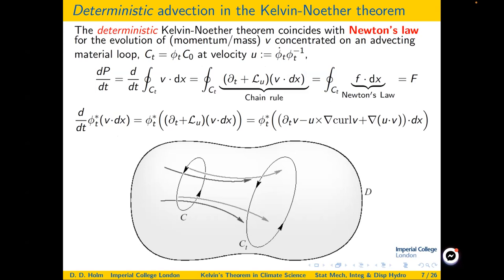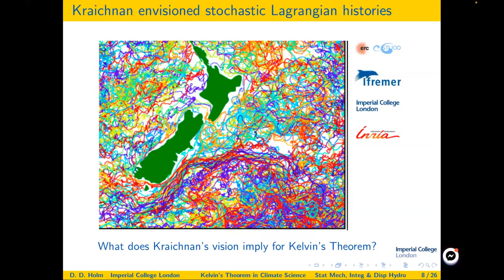Okay, so Crichton envisioned the stochastic Lagrangian histories, and they might look something like this. This is a compilation of satellite images of drifters on the ocean near New Zealand since 1981. So what we see might look like that. This is just a way of envisioning how the flow might look.